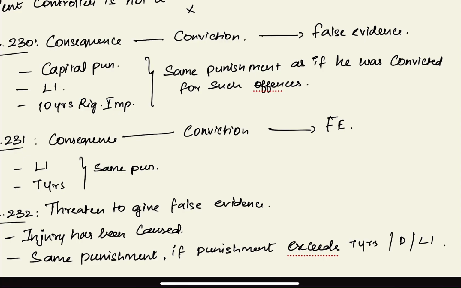the consequence of such conviction is life imprisonment and 7 years, same punishment as well to the person who is making false evidence. And section 232 deals with when false evidence has been given by way of threat. When a person threatens to give false evidence, an injury has been caused, then the person who is threatening to give false evidence will also be liable for the same offense if such punishment exceeds 7 years, death or life imprisonment.